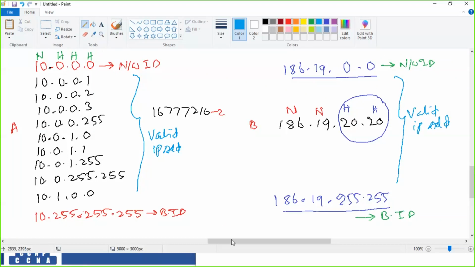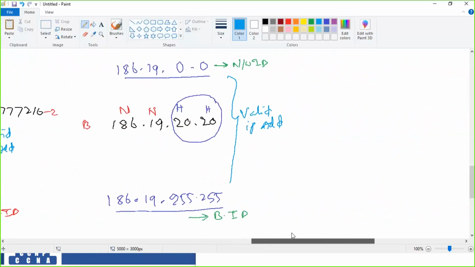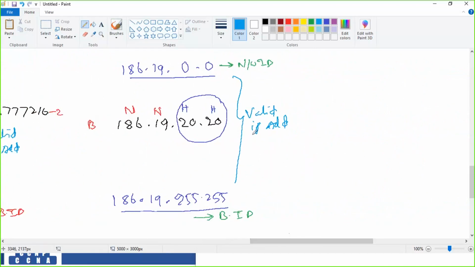Class B: 65,534. That is 65,536 minus 2. 65,534 is in between actually, right? Yeah. Why minus 2? Because the host range has one for the network ID and one for the broadcast ID. Yeah. Last example.